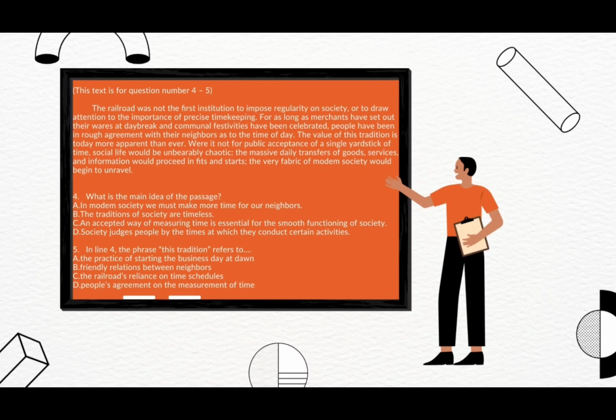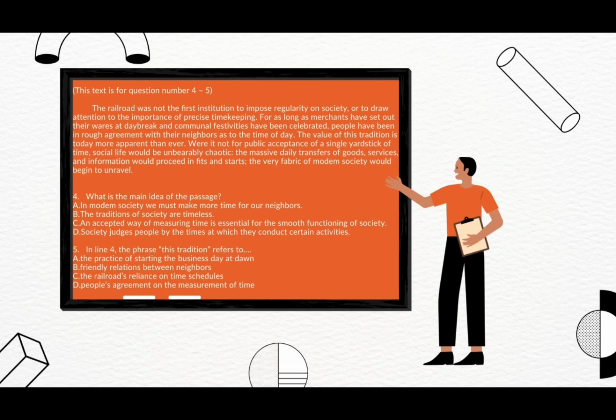4. What is the main idea of the passage? A. In modern society we must make more time for our neighbors. B. The traditions of society are timeless. C. An accepted way of measuring time is essential for the smooth functioning of society. D. Society judges people by the times at which they conduct certain activities.